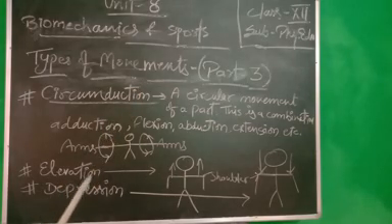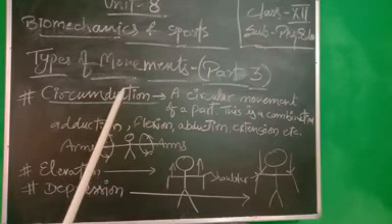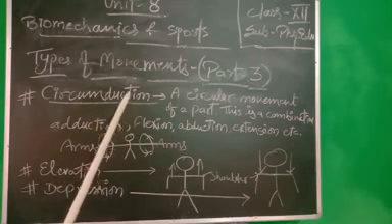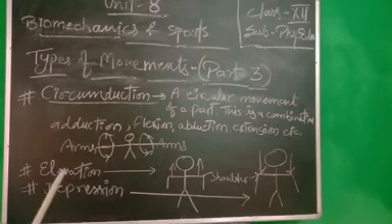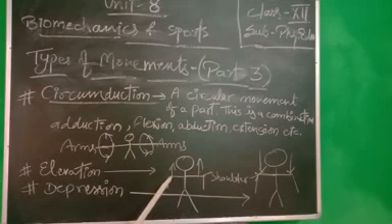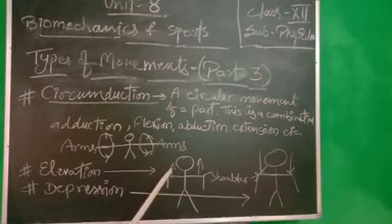Next comes the elevation. Elevation refers to movement in a superior direction. For example, shrugging is an example of the elevation of the scapula. It means this is the human structure and these are the shoulders, and when we try to move the shoulders upward, that is the position of elevation.